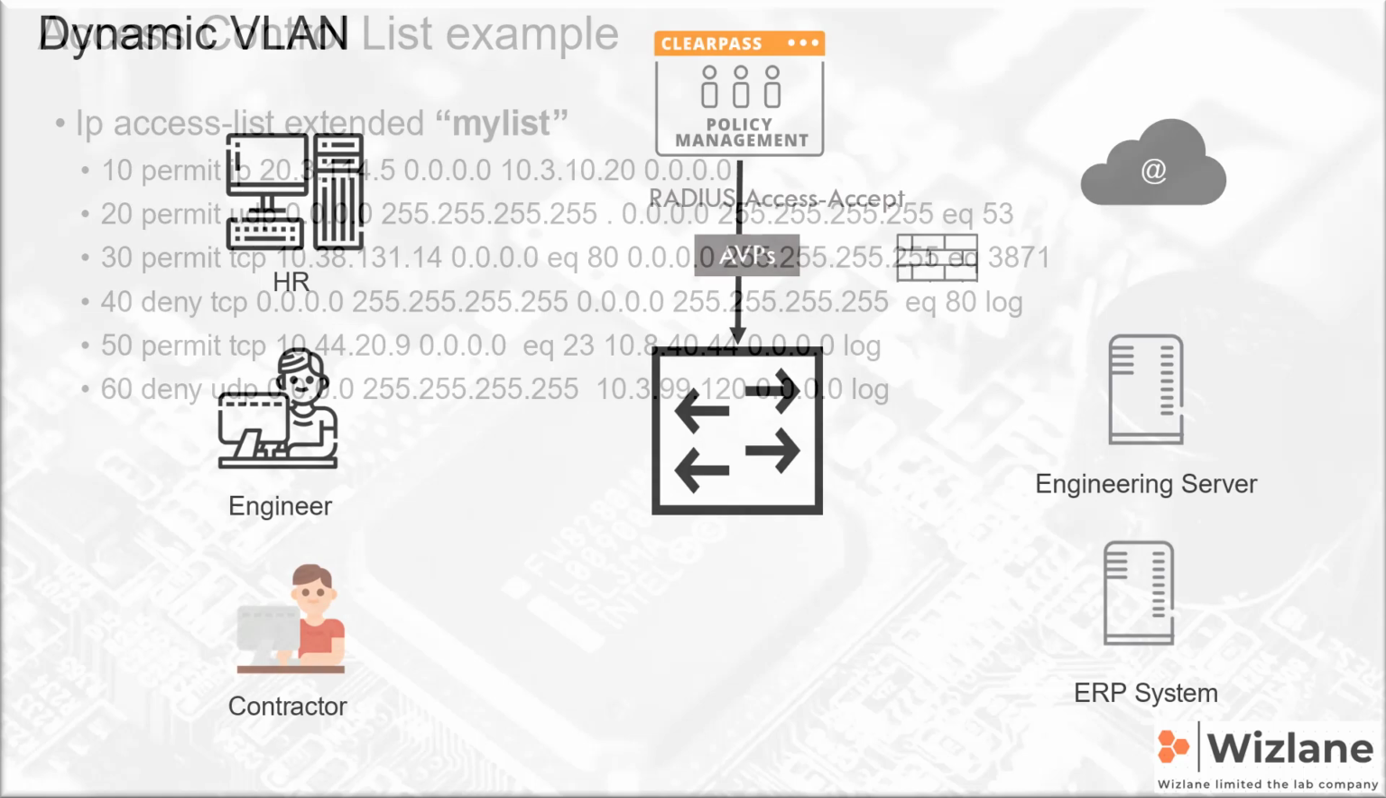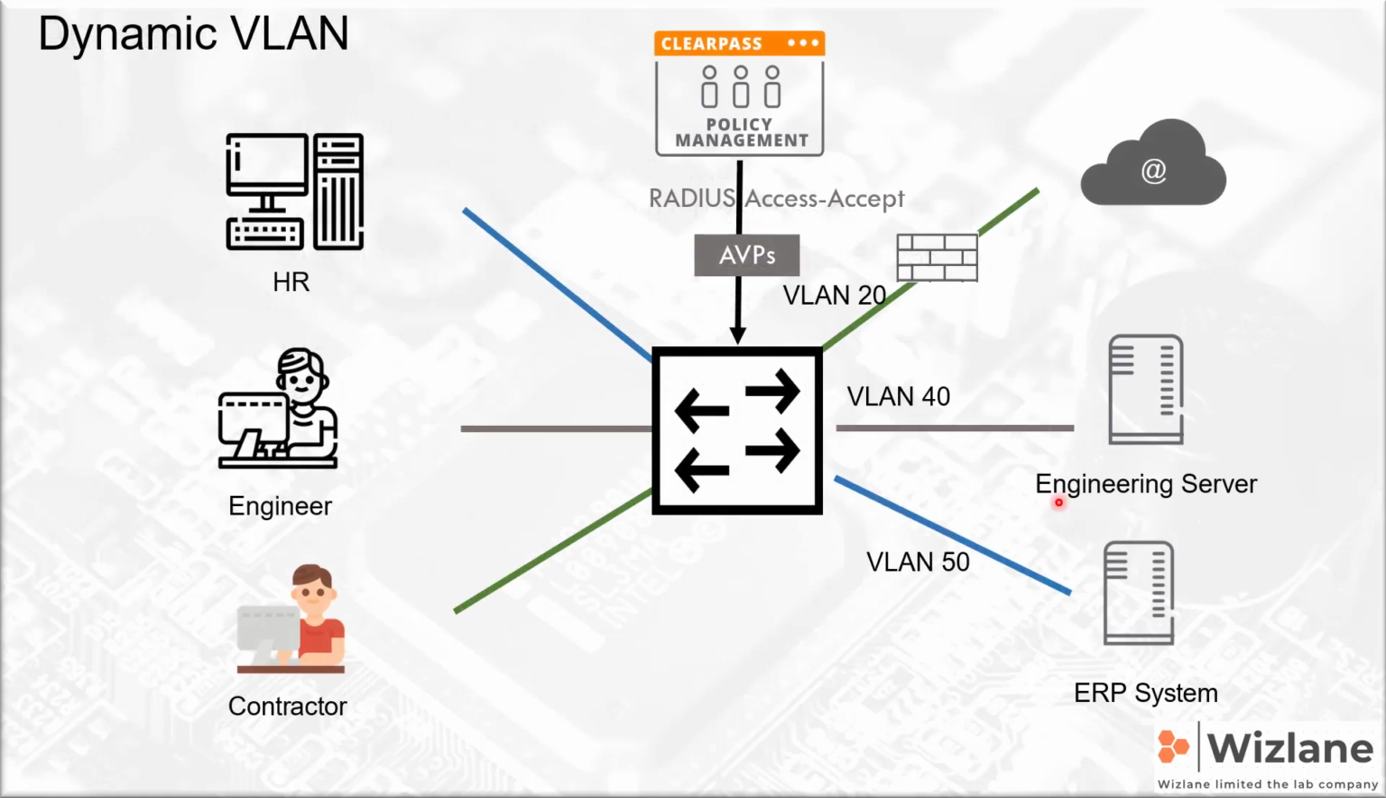Another example is dynamic VLAN. So basically, if you look into this, we give an example of 3 different types of users. One user is human resources from a desktop. Another is an engineer. Another is a contractor. The 3 of them connect, and each one of them attempts to authenticate. Of course, that authentication request is sent by the switch to the ClearPass.